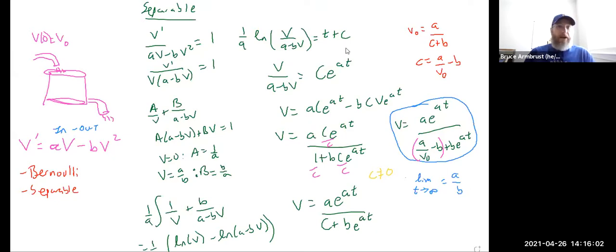All right, so we got our answer. And we got it by doing it the separable way. But let me show you that Bernoulli is going to work as well. Oh, actually, real quick. Let me show you how we could have figured out the limit without even finding the answer. You guys remember how we found terminal velocity given the differential equation?